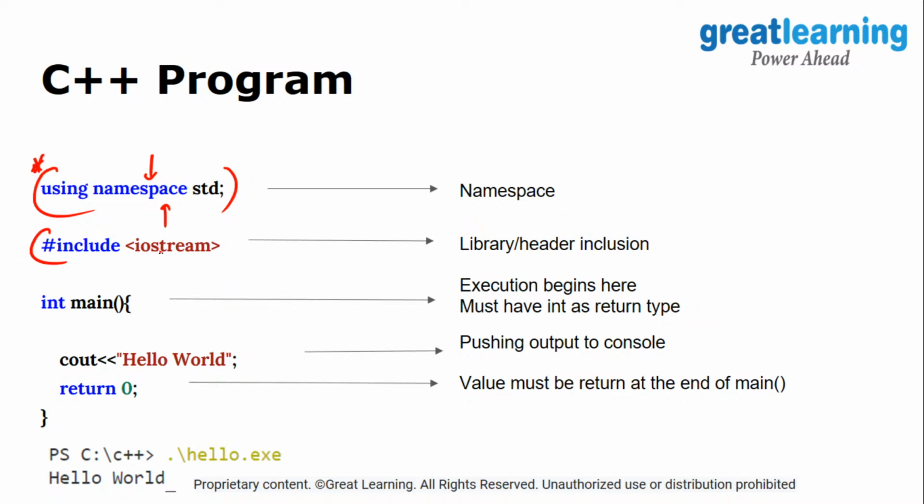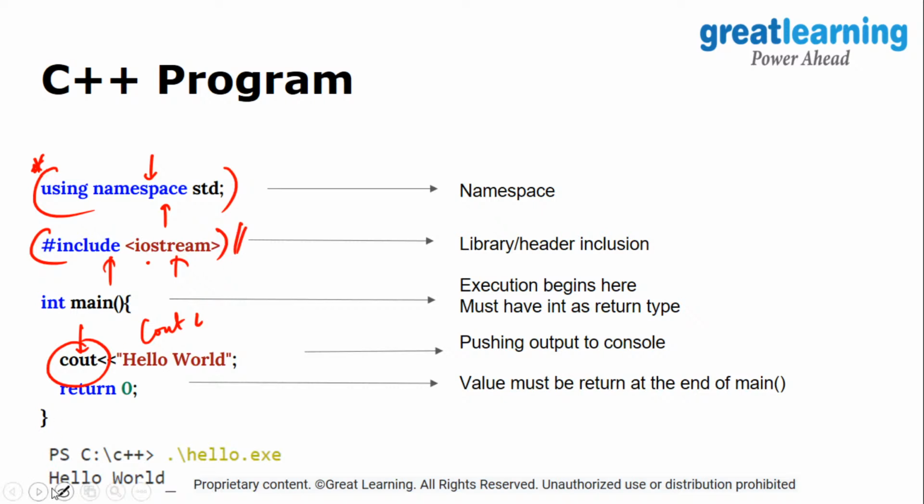Now what does this include iostream do? Basically it is a library, and in this library we have cin and cout. These are used for printing out output or getting input from the user. This cout is available with the help of this library. We need to include it because we haven't defined these terms ourselves. With the help of iostream, we get these for pushing the output or getting input. So this is the thing that you need to include.